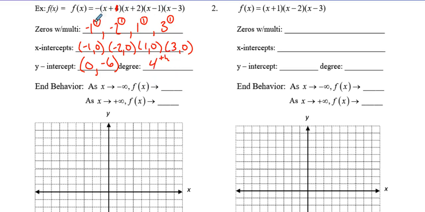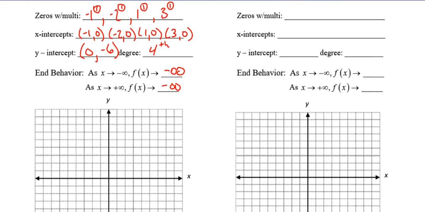And it is negative, so I can think about my end behavior. Negative functions go down on the right. Even functions do the same thing, so that would make this also negative infinity. And that's going to be important for when I graph.